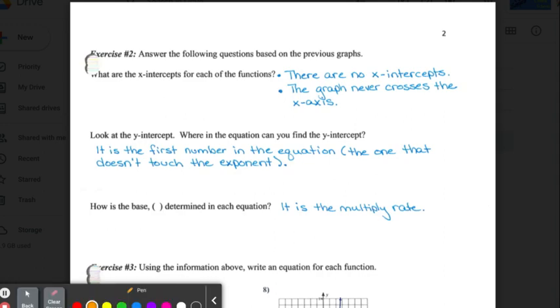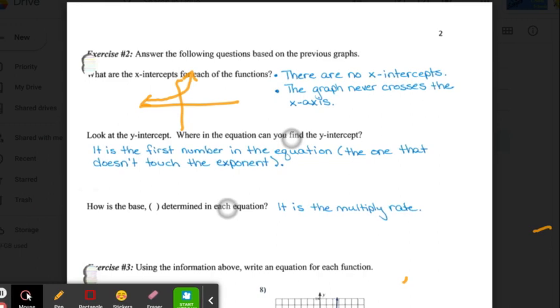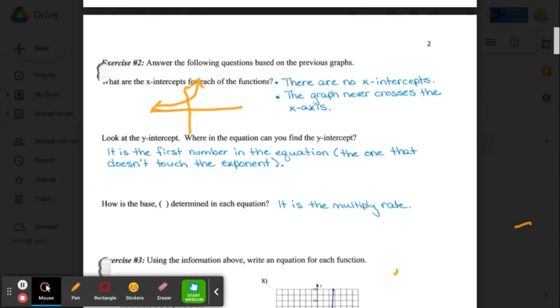So if I drew a picture, okay, trying to change the color, doesn't want to change. Okay. It's this shape. It never crosses. Whoops, now it doesn't work. Holy cow. Just trying to change out of the orange. Sometimes they make it so difficult. Here we go. It never crosses this x-axis. So every exponential function that we do, it's never going to cross that.